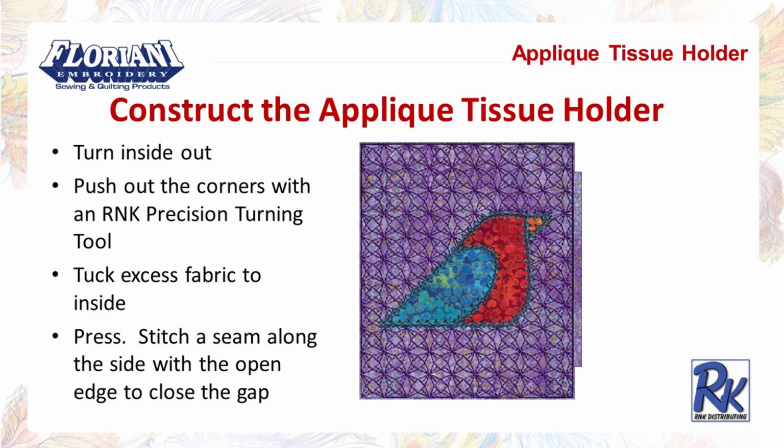So in this picture you can see a little bit easier what I was just talking about, leaving some excess at the gap there. Next, you'll want to turn the design inside out and push out the corners with an R&K precision turning tool. Tuck that excess fabric to the inside and press it real good, and then stitch a seam along the side with the open edge to close the gap.